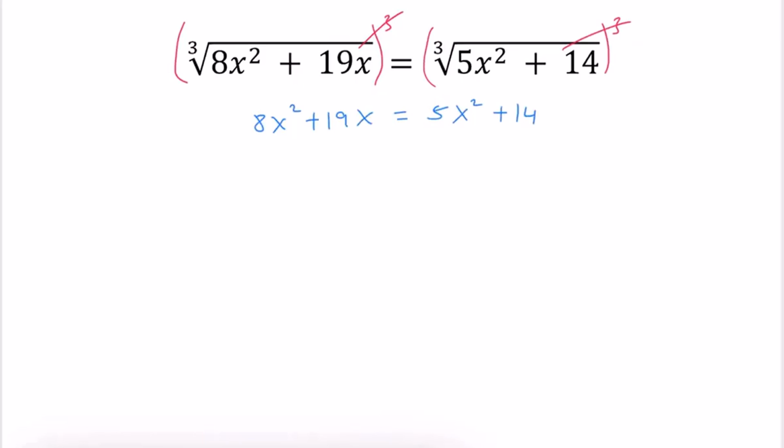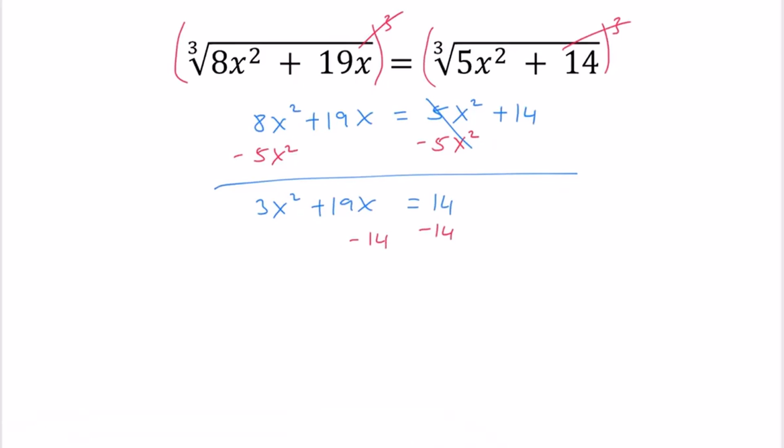Get our x to one side, so minus 5x squared over. And we have 3x squared plus 19x is equal to 14. We have x squared here, so we need to get 0 on one side. So minus the 14 over. And we have 3x squared plus 19x minus 14 is equal to 0.